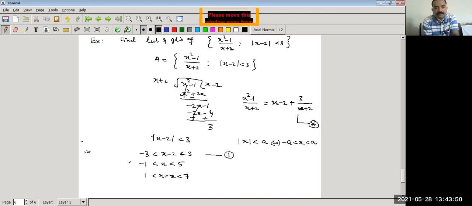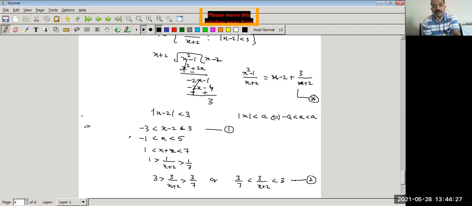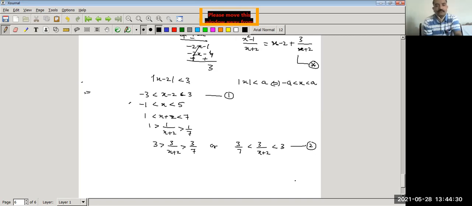is less than 7. Now take the reciprocal, so the reciprocal of 1 is 1, and 1/(x + 2), inequality is reversed. Now we multiply it by 3, so 3 is greater than 3/(x + 2) is greater than 3/7. Now or we can say 3/7 is less than 3/(x + 2) is less than 3. Let this be 2.